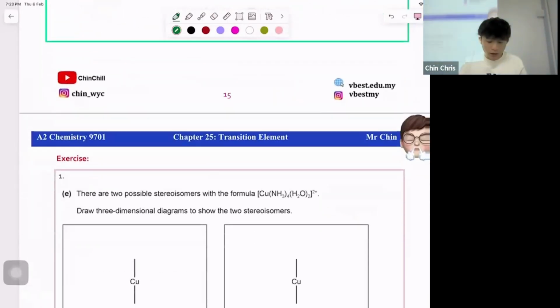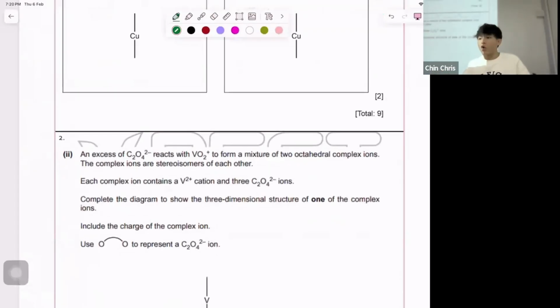Okay, next page, this page, done. I'm going to walk around and check all your diagrams here. Start walking around now, please.